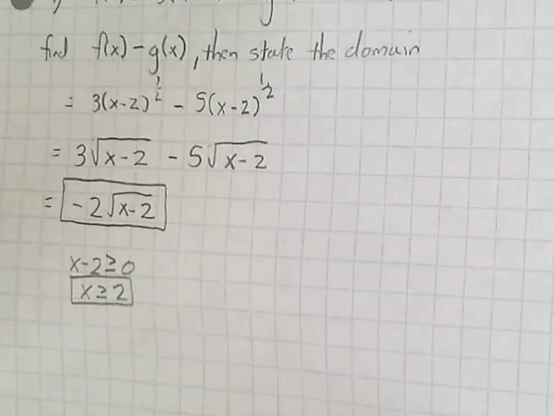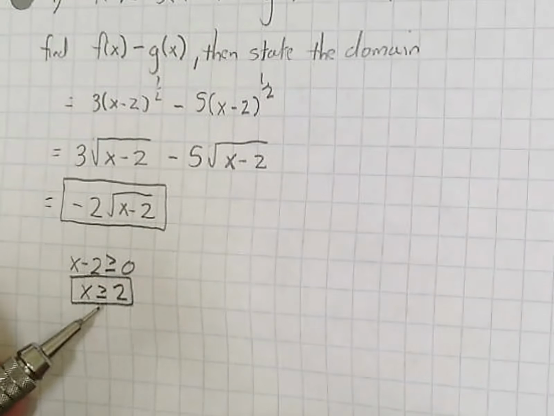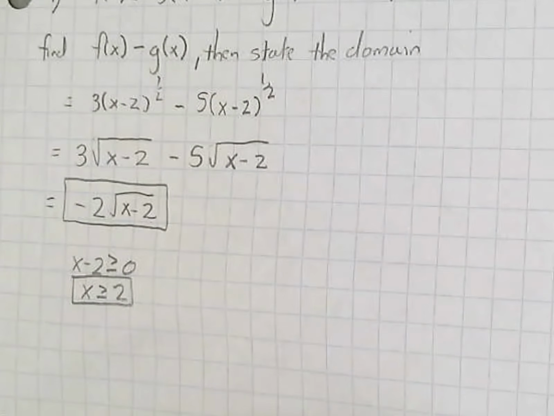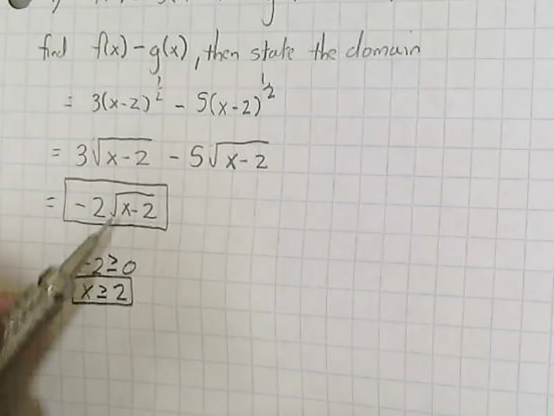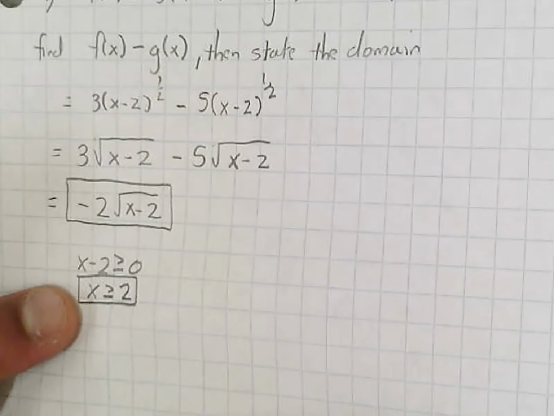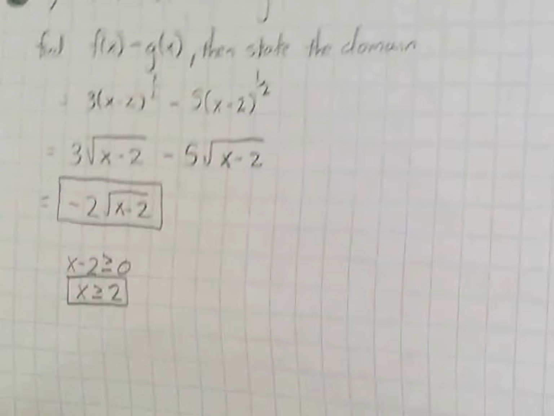Let's try a number less than 2, like 1. If I plug in 1 in for here, 1 minus 2 is negative 1. The square root of negative 1 is undefined. Whereas if we pick a number bigger than 2, like 3, 3 minus 2 is 1. Yeah, we can take the square root of 1. That's defined. So in this case, our domain is x is greater than or equal to 2.